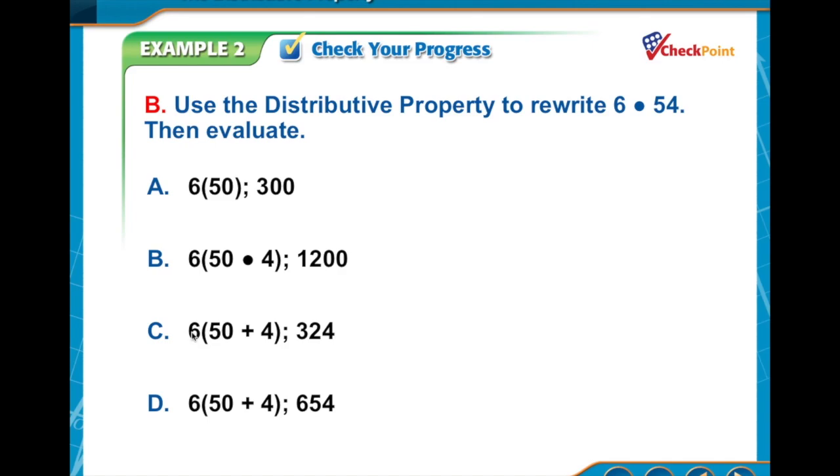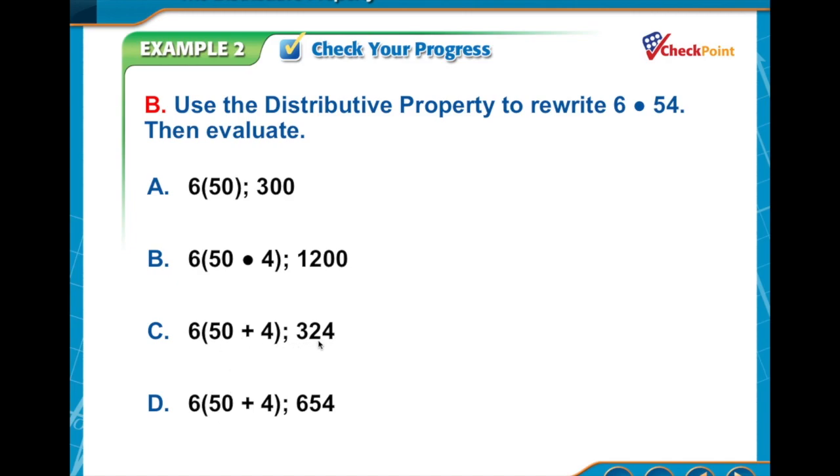C and D, we have 6 times the quantity 50 plus 4. And we see that for both of these options here. This is what we want because 6 times (50 plus 4) is the same as 6 times 54. Why? Because 50 plus 4 in here is the same as 54. So this is 54 times 6. So C or D will be right in terms of the expression.